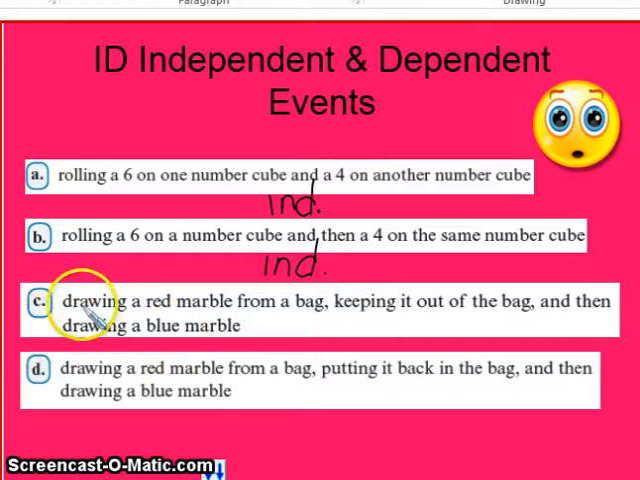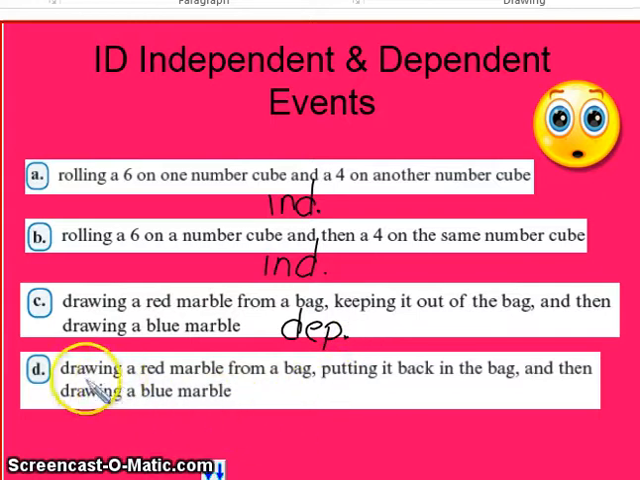Example C says drawing a red marble from the bag, keeping it out of the bag, and then drawing a blue marble. When we draw the red marble from the bag and we keep it out of the bag, that changes the total number of marbles in the bag, which therefore changes the probability of drawing a blue marble. Since taking the first marble out and keeping it affects the probability of what the second marble will be, those two events are dependent.